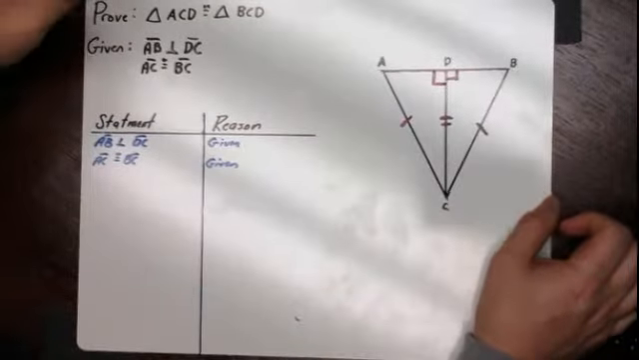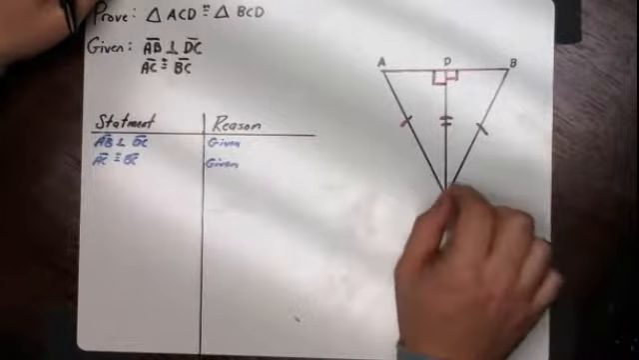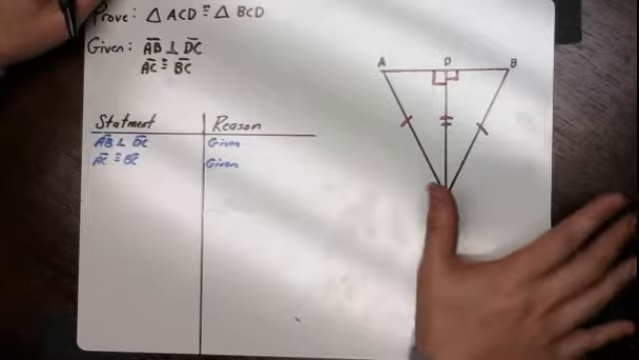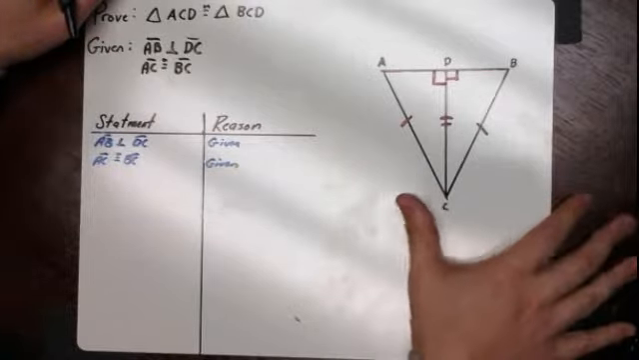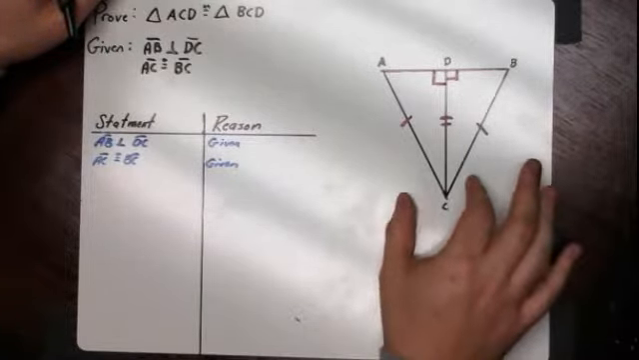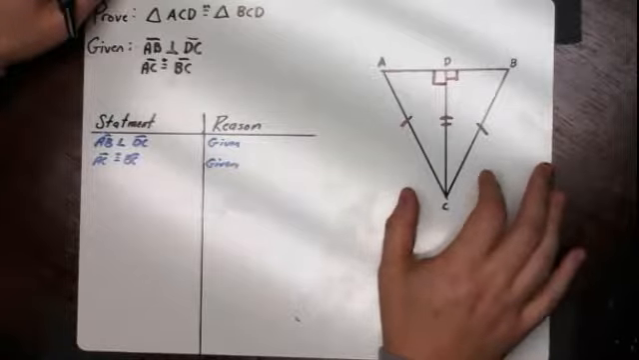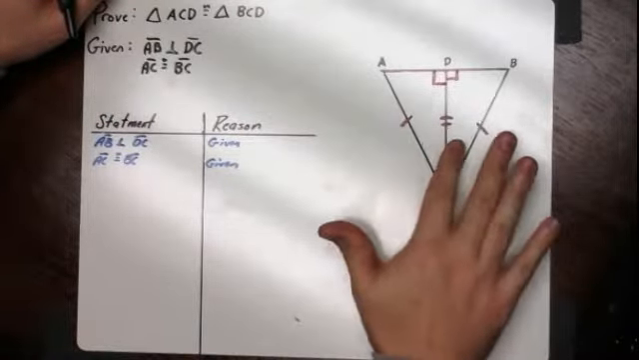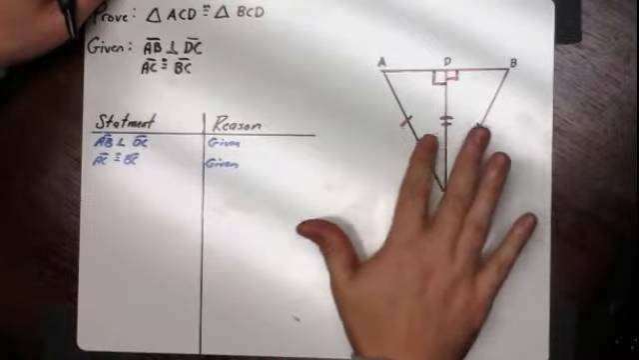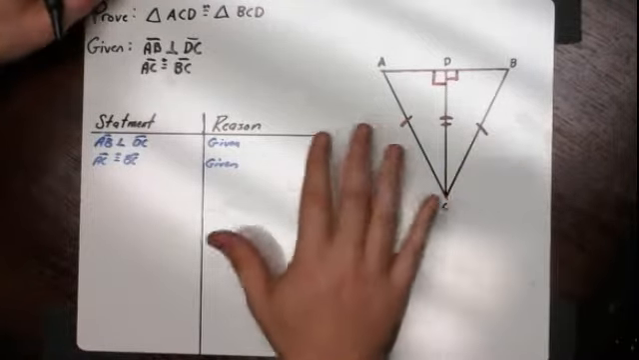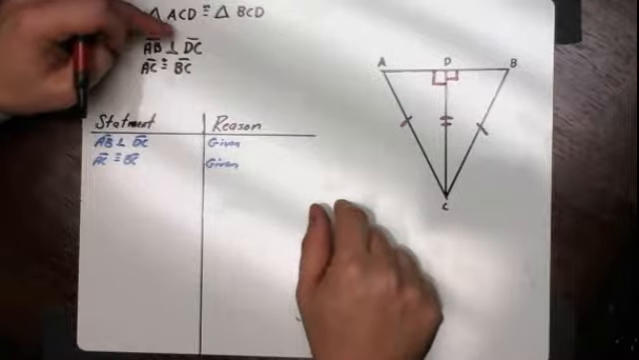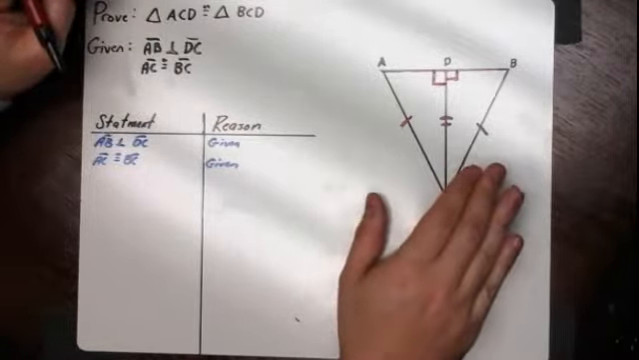Now, in this case, we're going to handle the perpendicular line slightly differently than we would on maybe a different proof, because I'm going to go for HL here, right? So I'm going to say that these two triangles are congruent because of hypotenuse leg. So I have to use the perpendicular lines in a specific way for that matter.